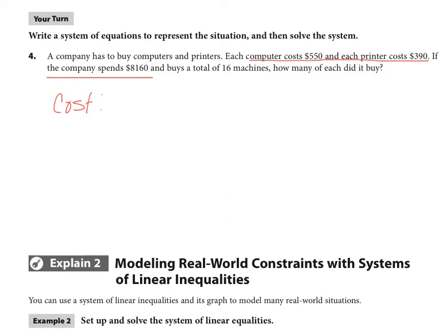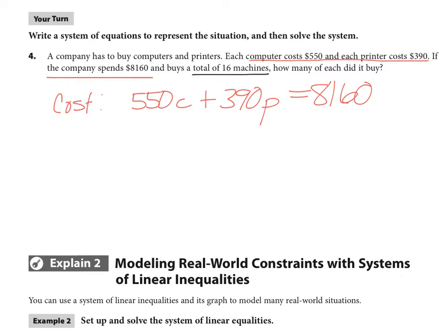So computers, I'm going to use a C. So 550 times C plus 390 times P for printers equals $8,160. So standard form here. So again, understanding why standard form is taught, because a lot of times in word problems it becomes convenient. Then the next thing we talk about is the total number of machines.